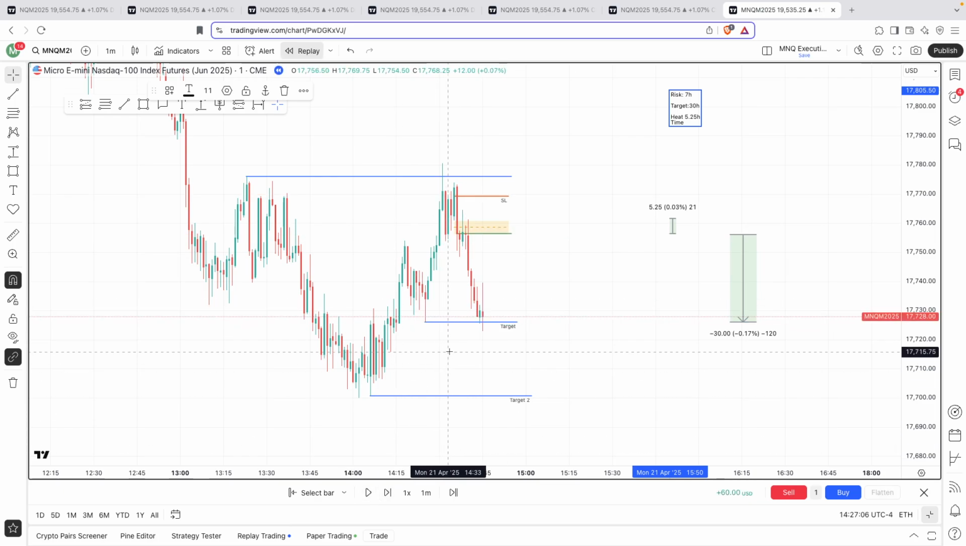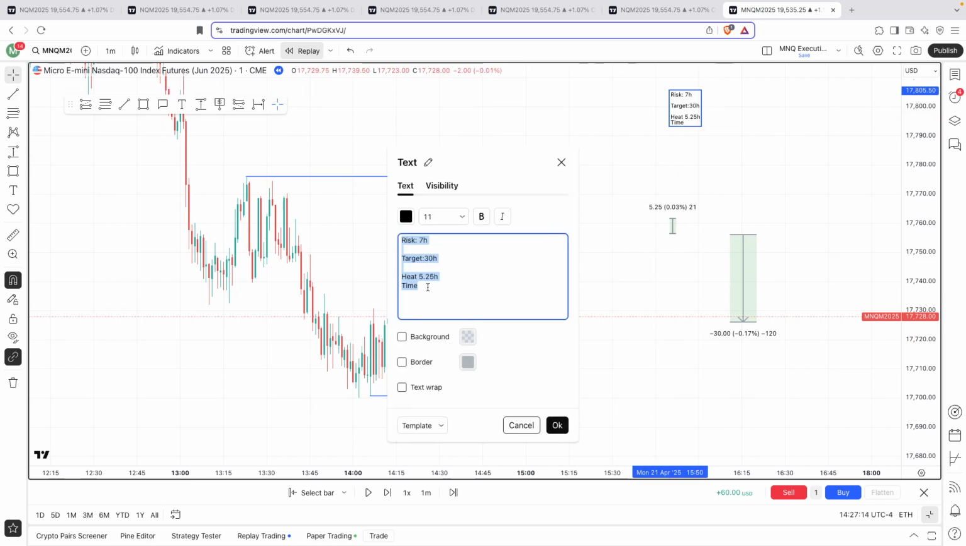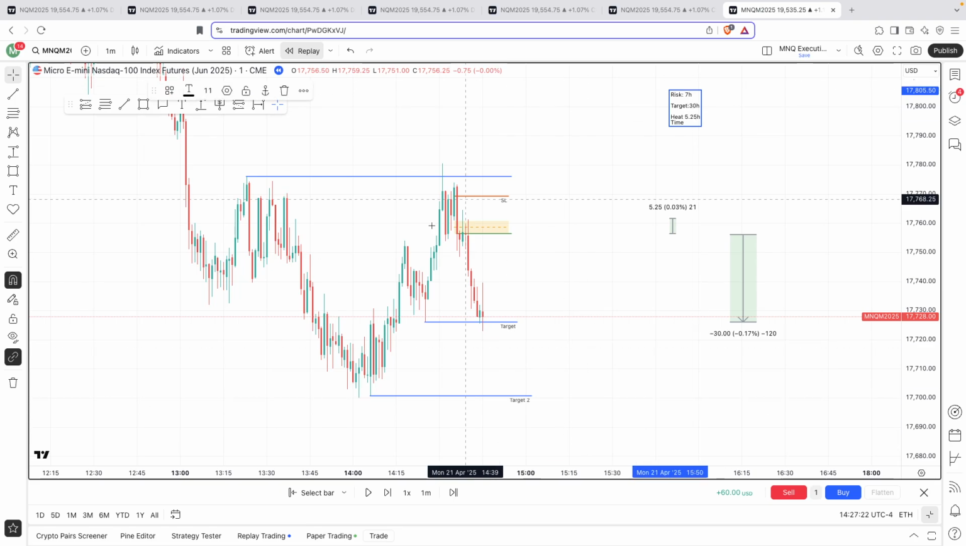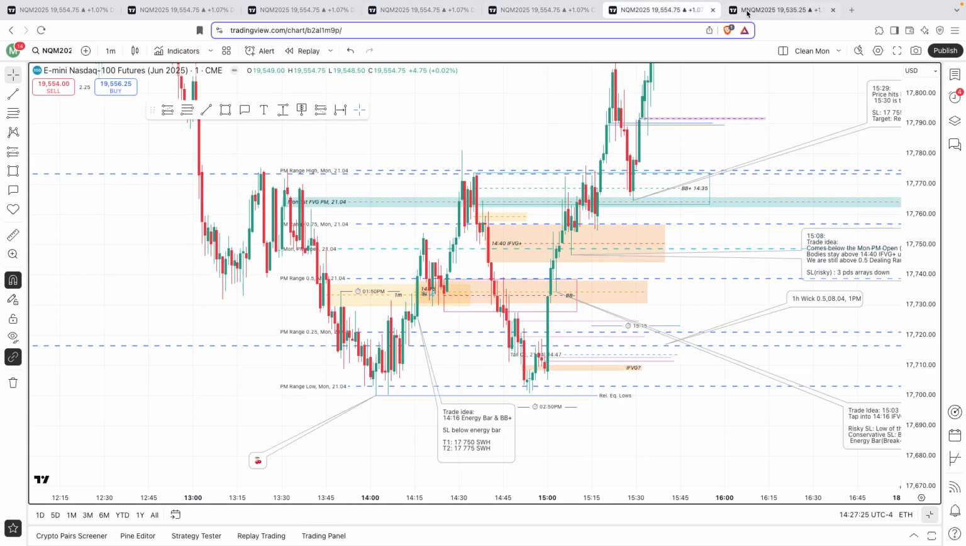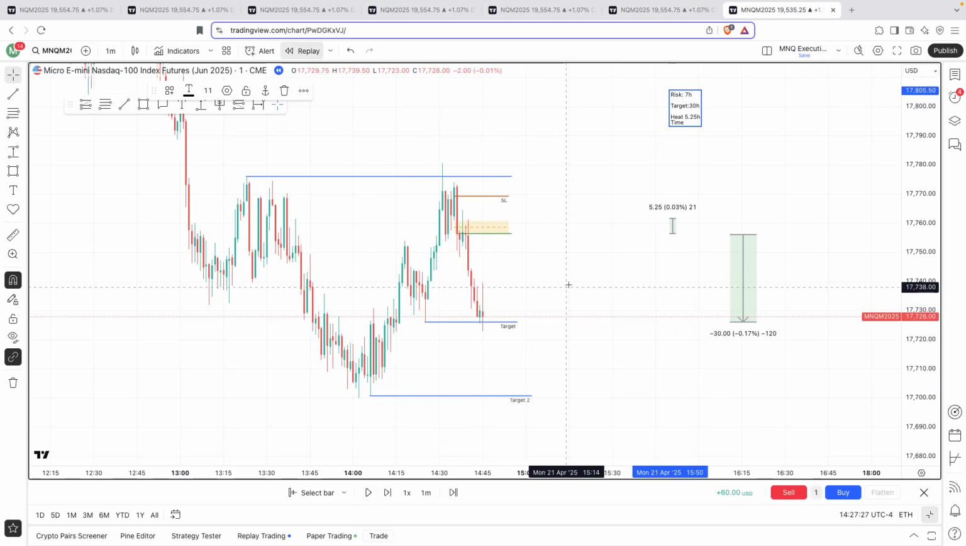And then it took from that time when we entered 1439. So it took 5 minutes. So this would have been the trade. And then we see how it pans out afterwards as well.